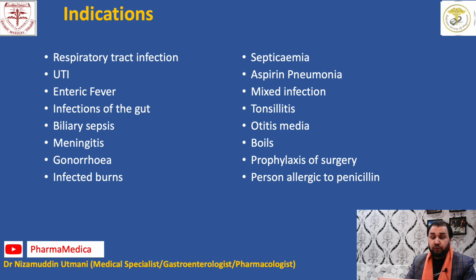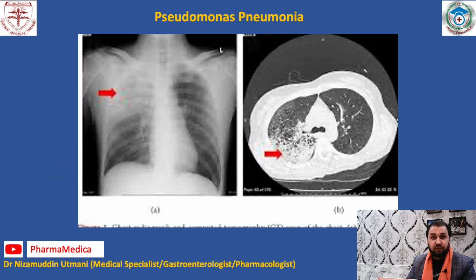Indications: they are used for the respiratory tract, upper and lower, UTI, enteric fever, infection of the gut, biliary infections, meningitis, gonorrhea, infected burn, septicemia, aspiration pneumonia, tonsillitis, boil, and they are used for a number of diseases. You just name the disease, and you can say we can use this drug.